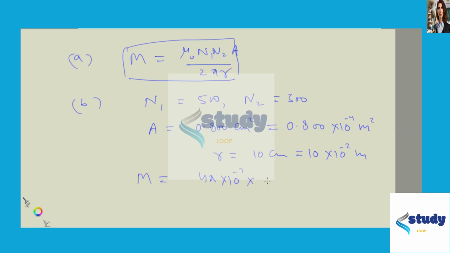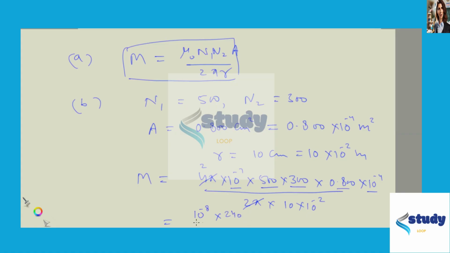For N1, this is 500. For N2, this is 300. For area, this is 0.800 into 10 raised to power minus 4, divided by 2 pi into r, which is 10 into 10 raised to power minus 2. So this 2 pi will cancel 4 pi, giving just 2. Then 500 into 2 will become 1000. Here 10 raised to power minus 4 and 10 raised to power minus 4 will be 10 raised to power minus 8, into 300 into 0.8 will become 240, divided by 10 raised to power minus 1 Henry.